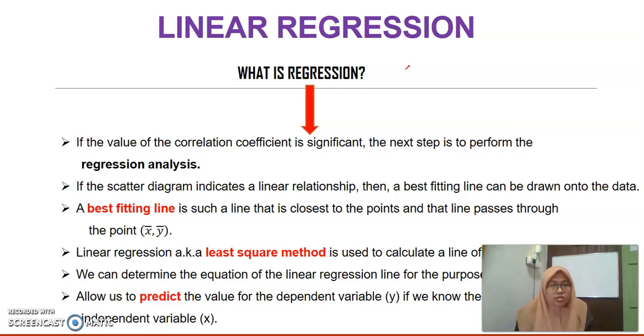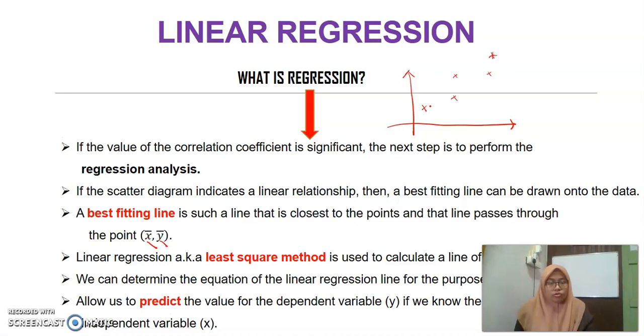Say this is your scatter diagram. If you get a scatter diagram that shows a positive relationship, for example like this, then from this scatter diagram, we can draw the best fitting line. So the best fitting line here means a line that is closest to these points, and that line must pass through the point x bar. And okay, maybe you can draw a line like this here.